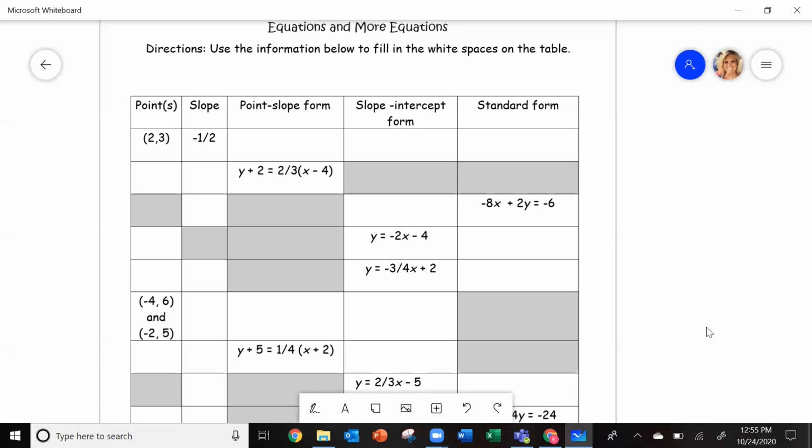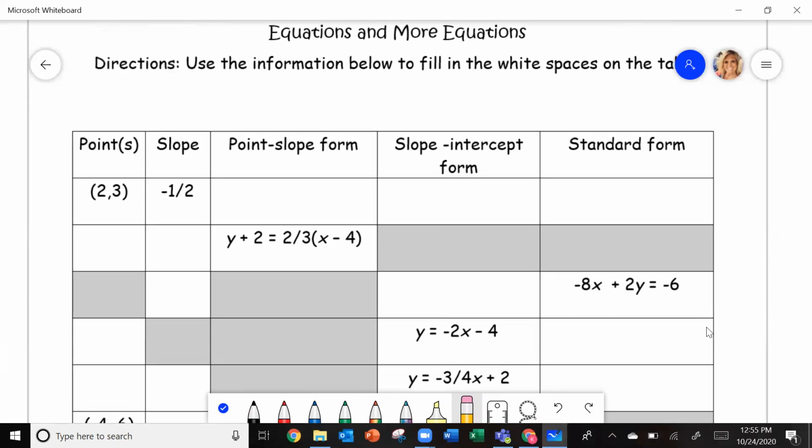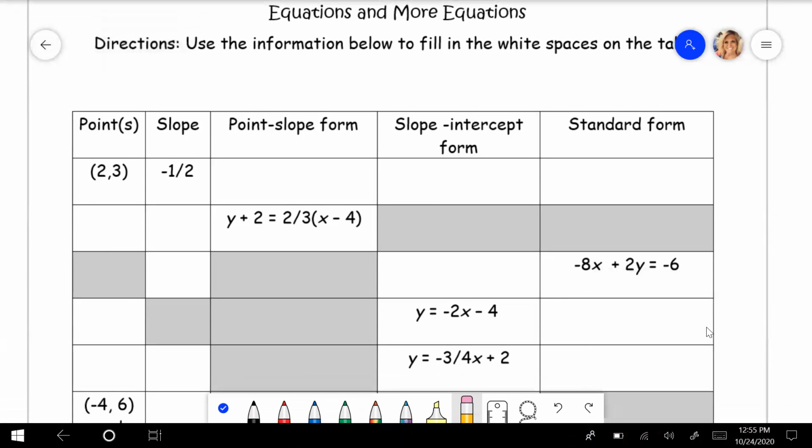In this lesson, we're going to work on moving equations around and writing them into slope intercept, point slope, and standard form. So one of the first things I want us to do is to write the formulas up above here so that we have them. Let me get my tablet ready.